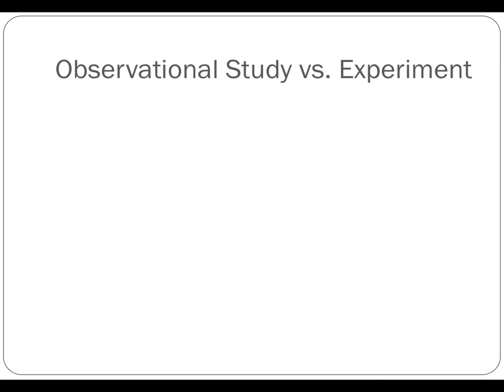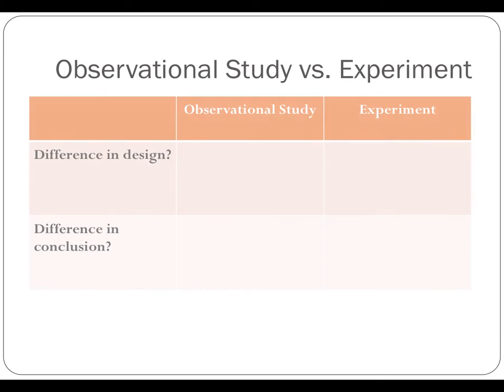Okay, another thing in chapter 2 is the difference between observational studies and experiments. There are two main differences. First is the difference in design. For an experiment, you assign treatments. For an observational study, you just simply observe what's going on. So the big important word with experiment is treatment. You assign a treatment. The difference in conclusion is what?